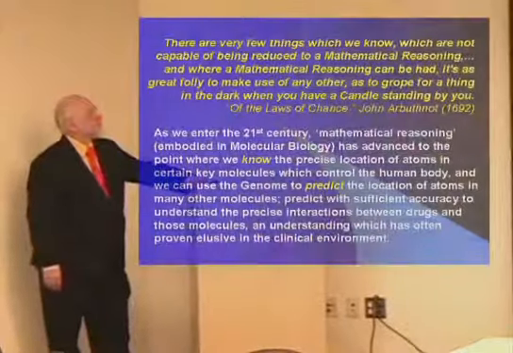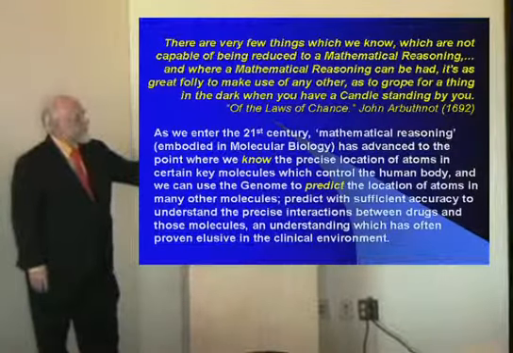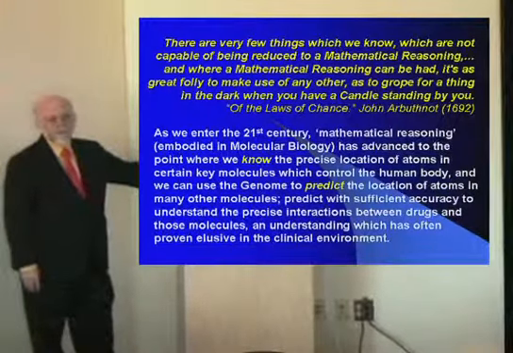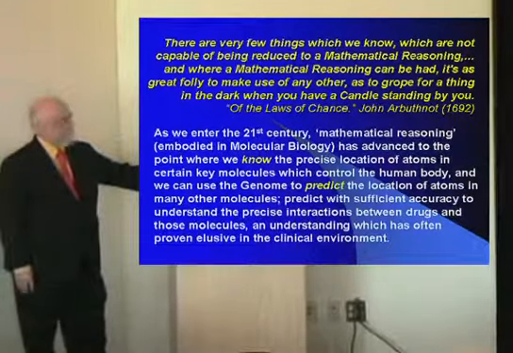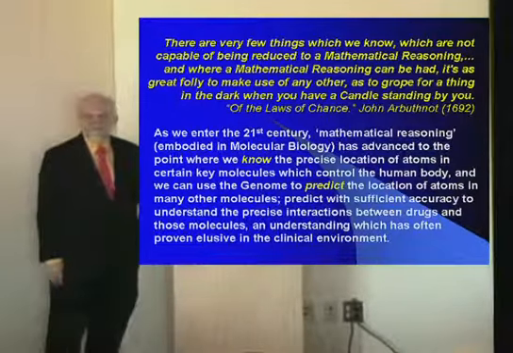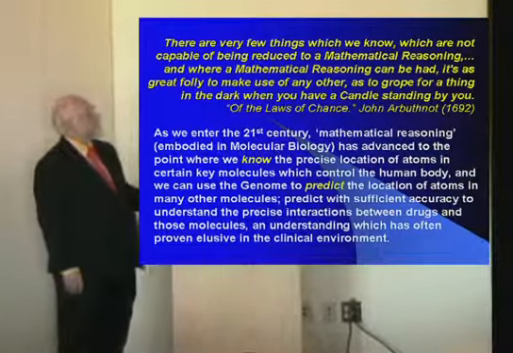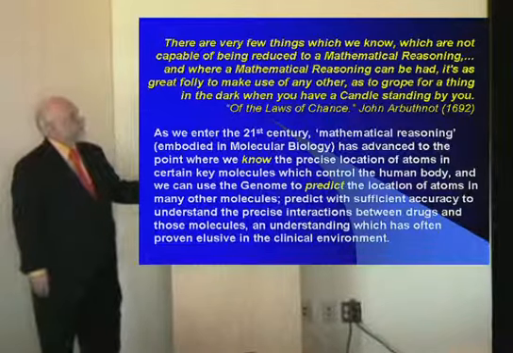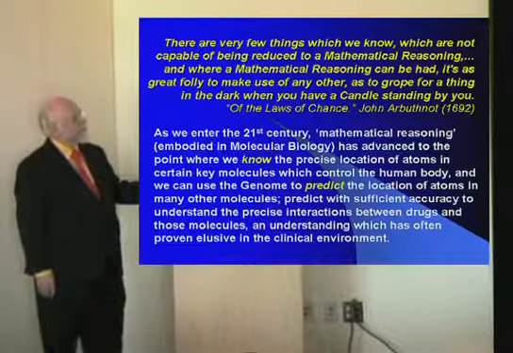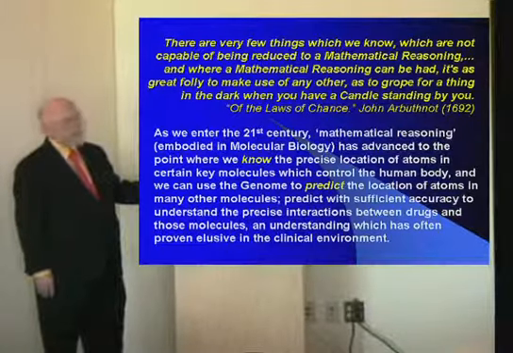While I was preparing these lecture slides, I recalled this quotation from John Arbuthnot, 1692, who was one of the first people to actually use epidemiology and statistics in the study of disease. There are very few things which we know which are not capable of being reduced to a mathematical reasoning. And where a mathematical reasoning can be had, it's as great a folly to make use of any other as to grope for a thing in the dark when you have a candle standing by you.